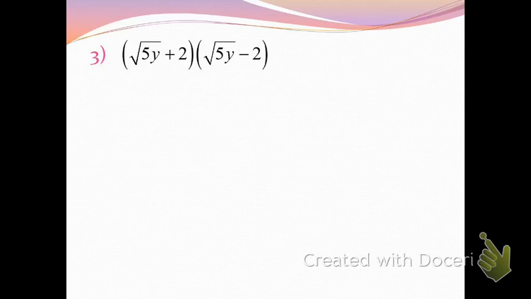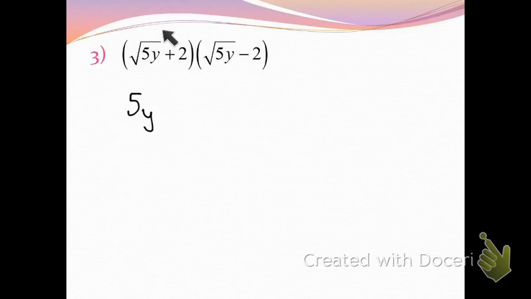So let's do this one. Now look, this is a binomial times binomial, but look at the difference. See how it's the exact same thing except 1 plus, 1 minus, so we know what's going to happen to our outer and inner terms: they're going to cancel. What's the square root of 5y times the square root of 5y? Seth? 5y.